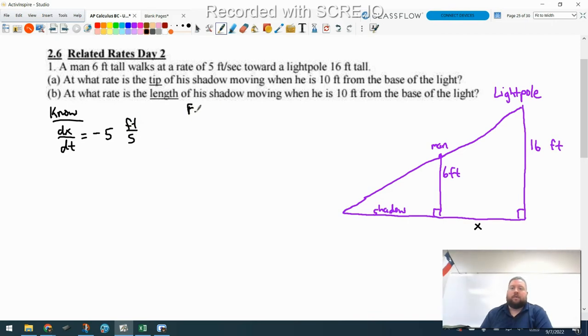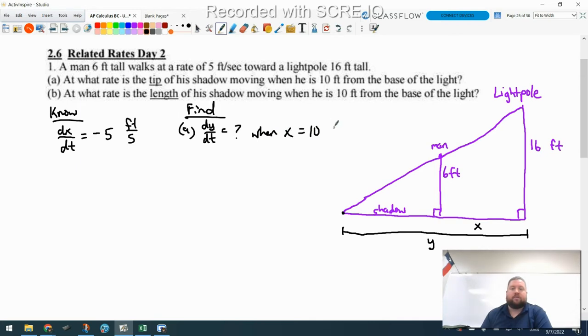All right, and then here's what we want to find. For part A, we want to know at what rate is the tip of his shadow moving. So that is this entire distance, all the way from the light pole to the tip of the shadow. I need to label this with a variable, I'm going to go with y. So we want to find dy over dt. That's our question mark, and we want to do that when x is equal to 10 feet from the base of the light.